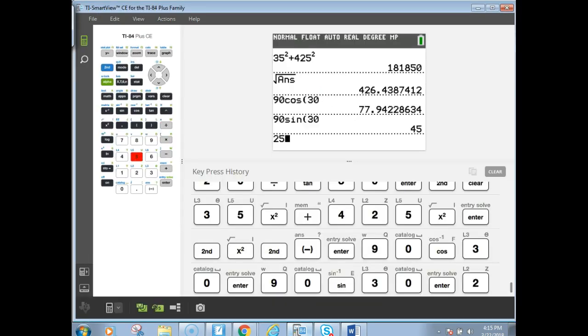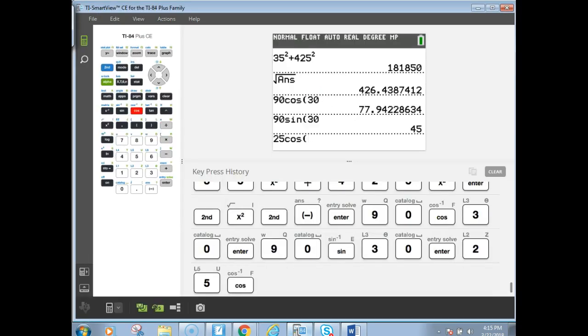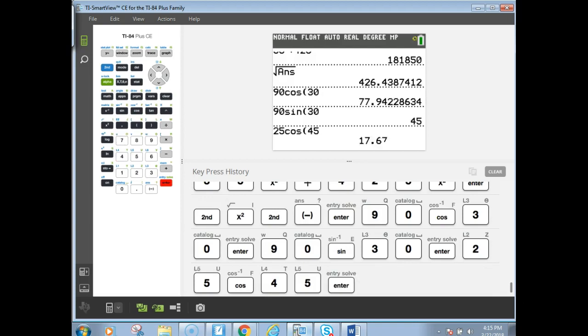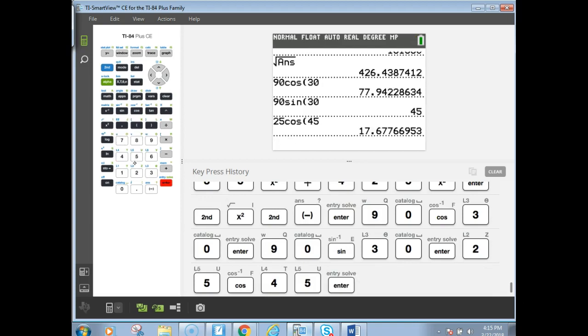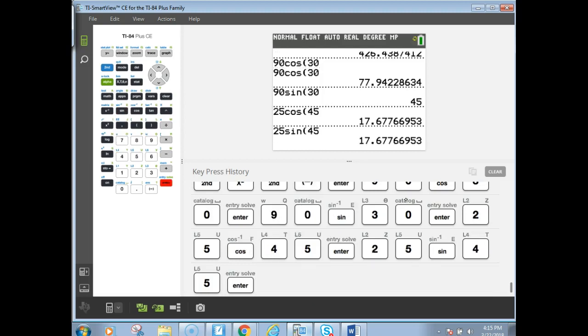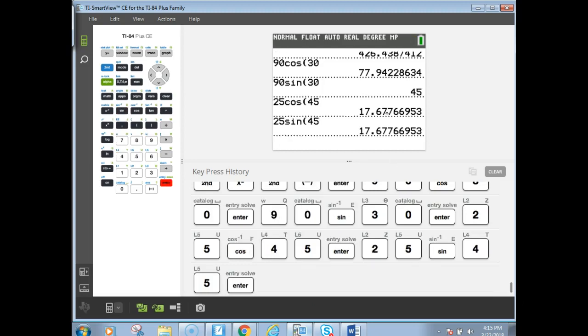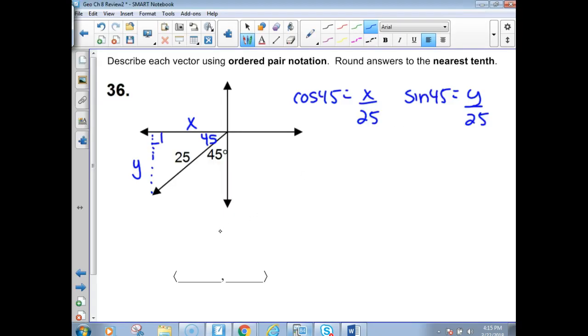25 cosine 45. And if you think about it, since it's a 45, 45, 90 triangle, these answers should be the same. 25 sine 45, because the legs are the same in a 45, 45, 90. And we do, 17.7. Now we are down in quadrant 3, so this would have a negative value for x and for y. So we have to put the sign of a negative on both of those.